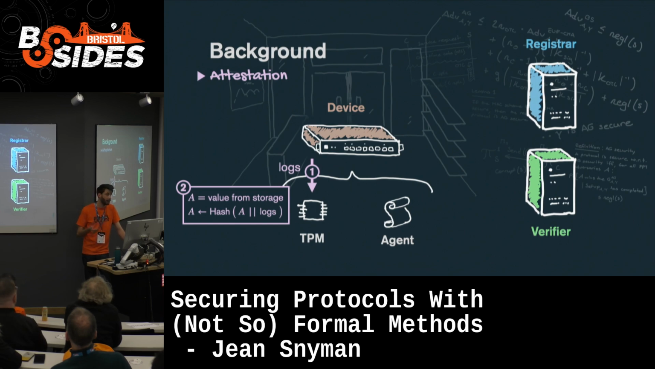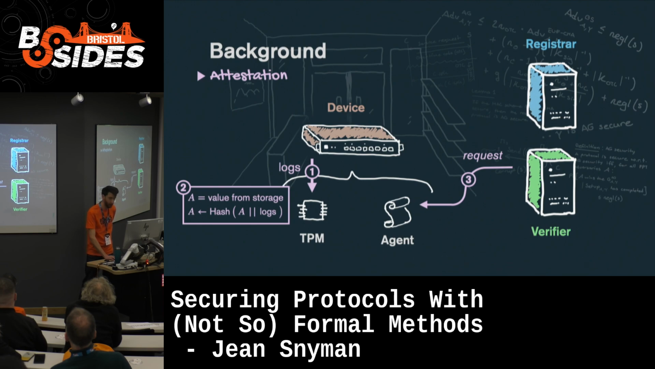There's also IMA, which is a Linux technology which reports on the contents of files when they are read into memory. So these logs can be various measures of system state. But the TPM basically stores a hash of those logs.